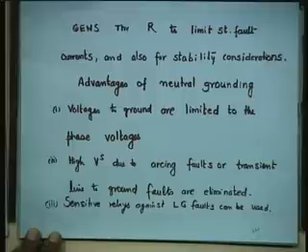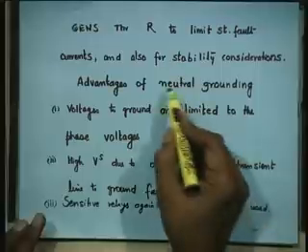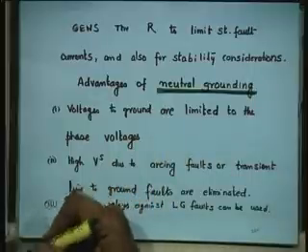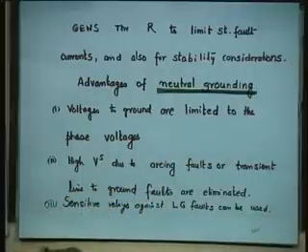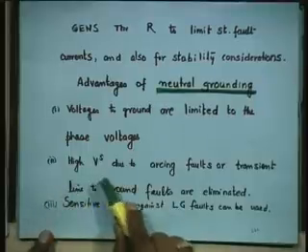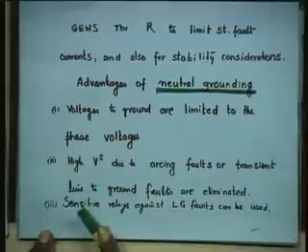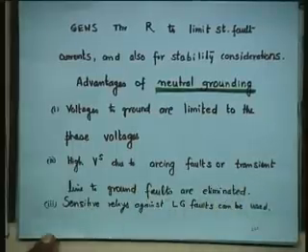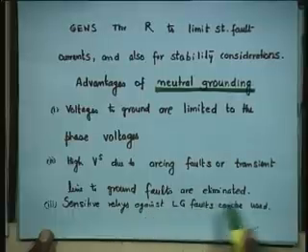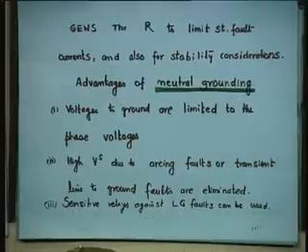What are the advantages of neutral grounding? Why should we do that? Because any grounding needs money, an extra circuit. Voltages to ground are limited to the phase voltages. High voltages due to arcing faults or transient line to ground faults are eliminated. Over voltages, you are solving the problem of over voltages. Sensitive relays against LG faults, line to ground, can be used.